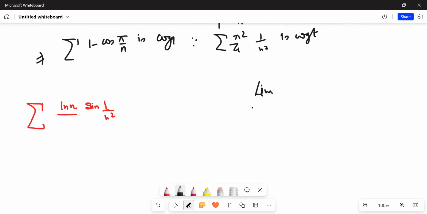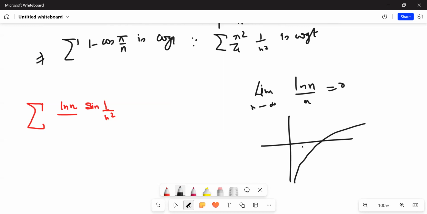Here, limit n tends to infinity ln n upon n is always equal to 0. Why? Again, I told you on the previous day that ln's rate of growth is this: it increases at a decreasing rate. However, the rate of growth of x is simply linear and constant. You can take an example also.